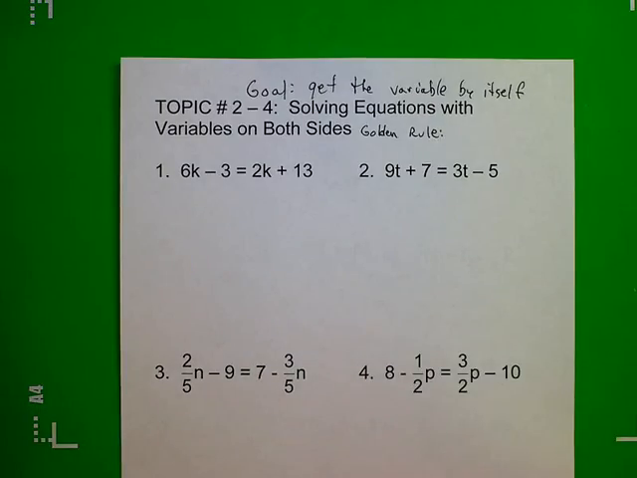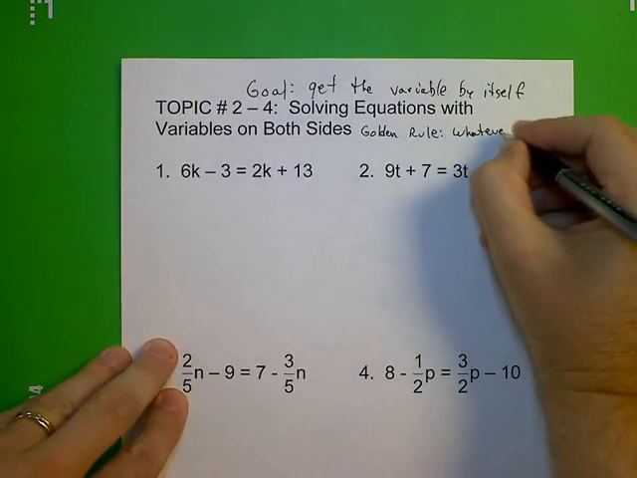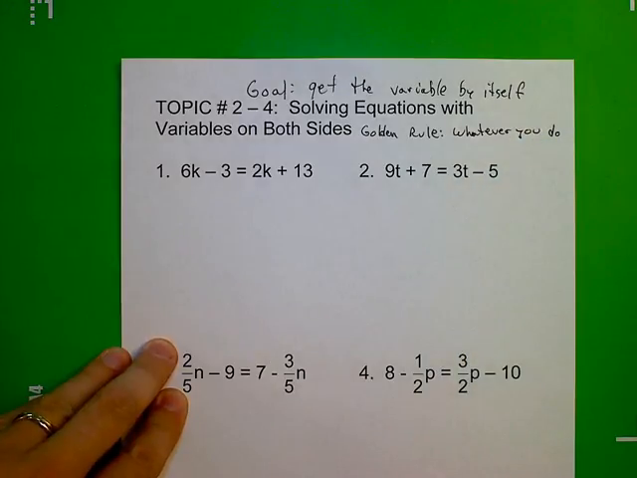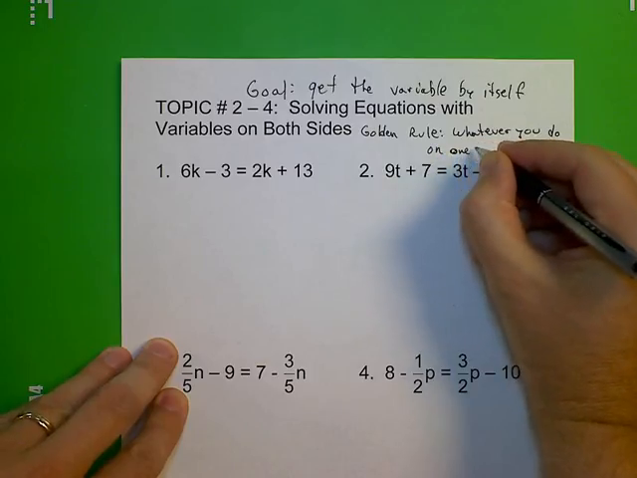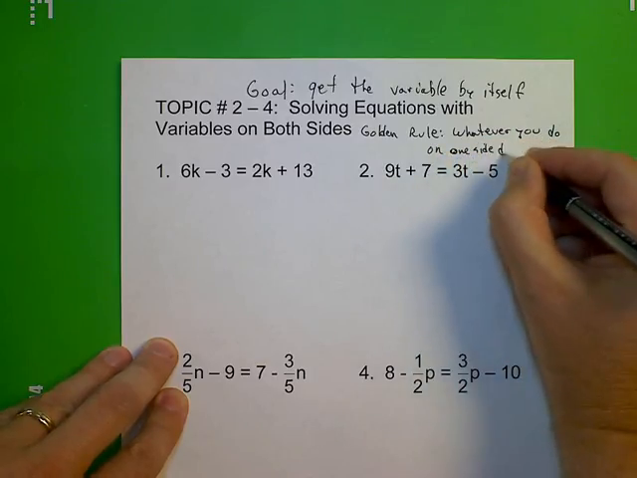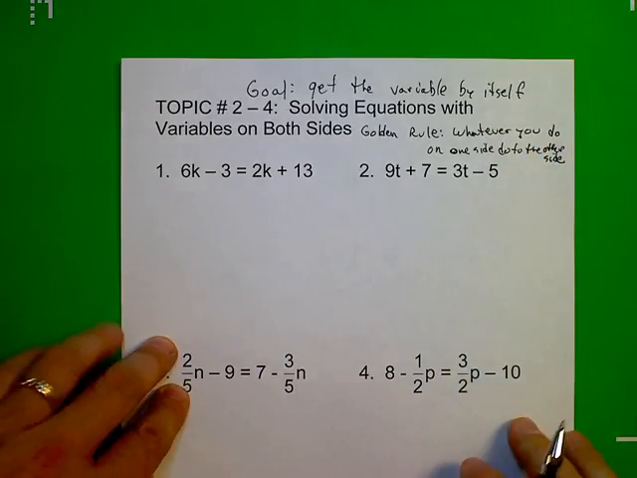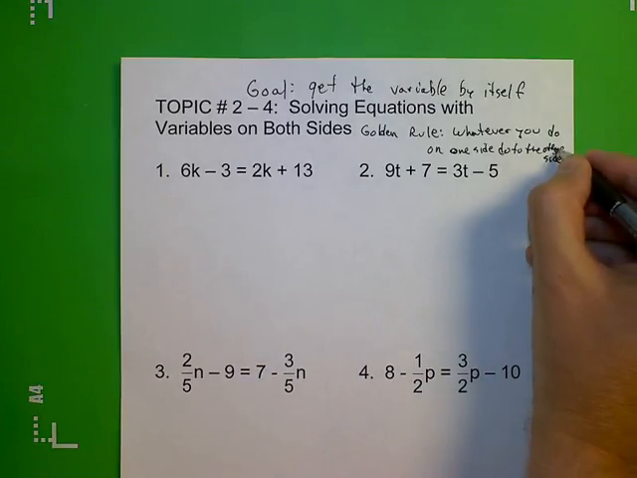I'll give you a hint. Remember, I'm balancing. Whatever you do on one side, you have to do to the other side. Right, so he said it. That hasn't changed. You should have that written down. I know it's written small, but you know what I'm saying. Whatever you do on one side, you do to the other.